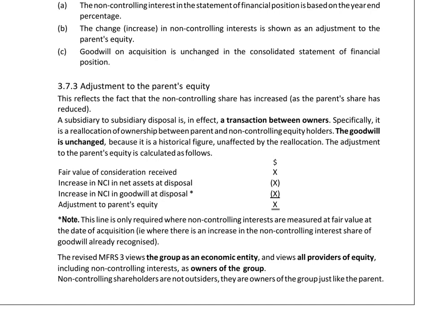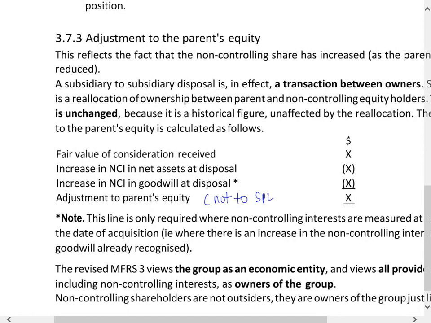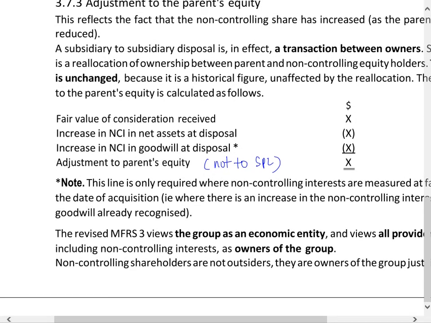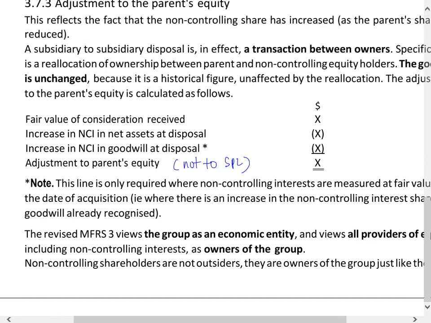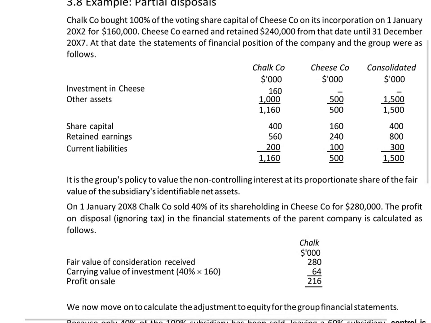So when I sell, I'm going to get 50 money. So fair value of consideration. Any increase in the balance of both balance is not the best. Okay. All right. 3.8 partial disposal.